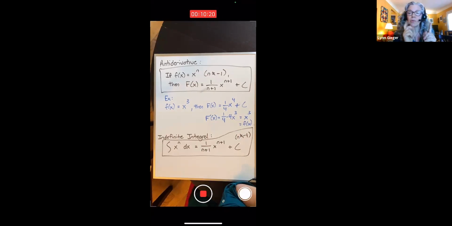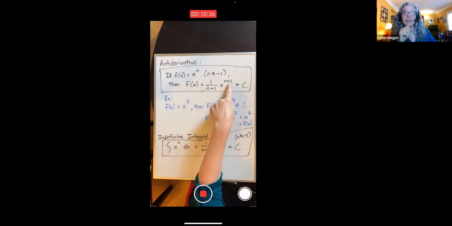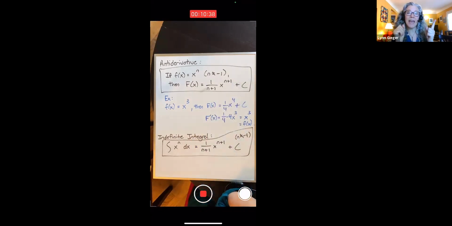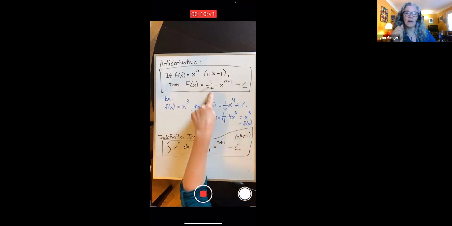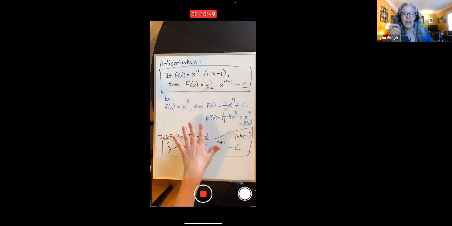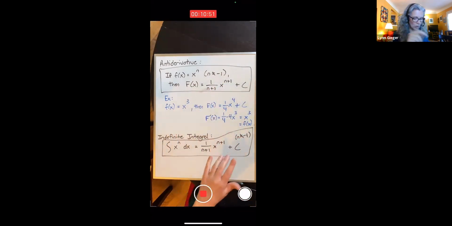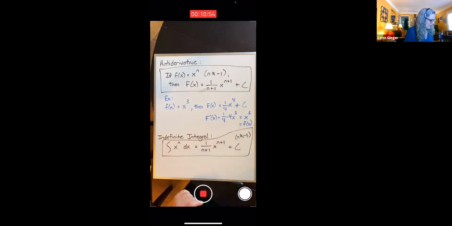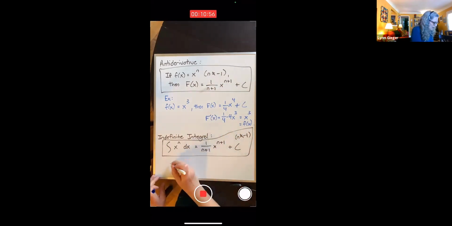Okay, so derivatives say in this order: multiply, then subtract. So if you want to undo that process, then when you're doing an antiderivative, you have to undo the subtraction first by adding. That's right here. And you have to undo the multiplication by dividing. That's right here. So you're going to be adding 1 to your power first and then dividing, not the other way around. Now, again, you can always check that by taking the derivative and making sure that everything worked okay. Now, that same example being applied right here.